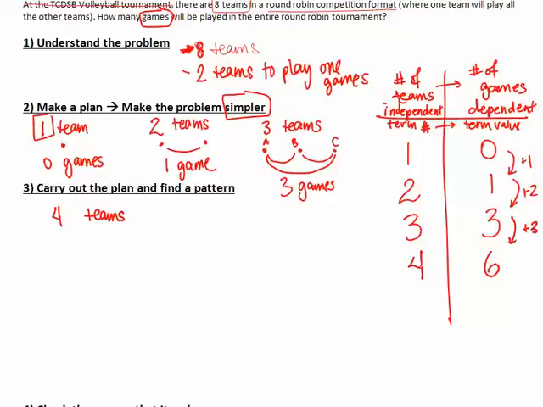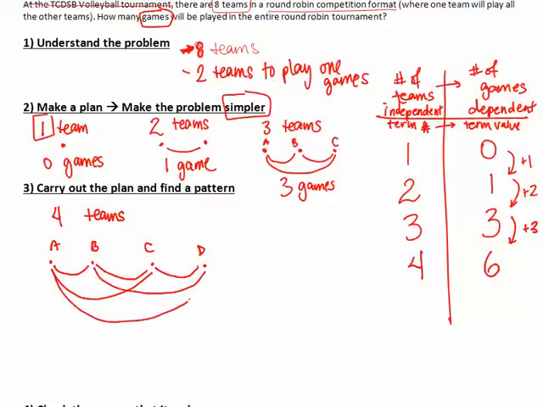Well, let's try it out to see if it's correct, and then afterwards we can see whether or not this pattern will hold. So we have 4 teams, A, B, C, and D. So this gets a little bit tricky now because we have to make sure all the connections are there. So A plays B, B plays C, C plays D. Then we have A plays C, and we have B plays D, and then we have A plays D. All the other possible combinations are just reversals. So D playing A is really the same as A playing D. So if we count the number of connections, 1, 2, 3, 4, 5, 6, we have a total of 6 games that they play. And that follows our pattern exactly.